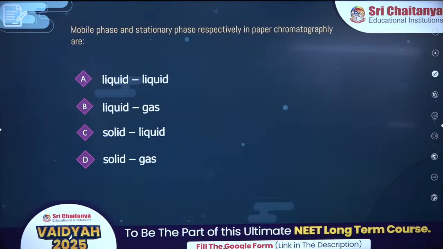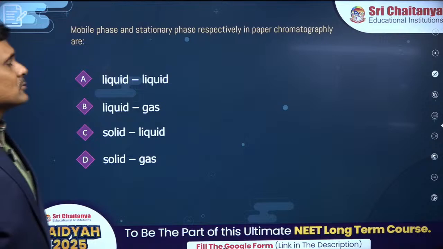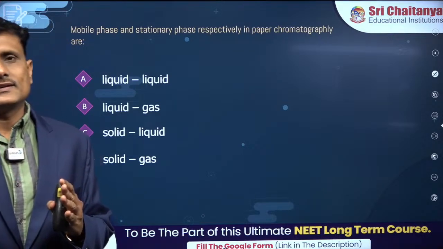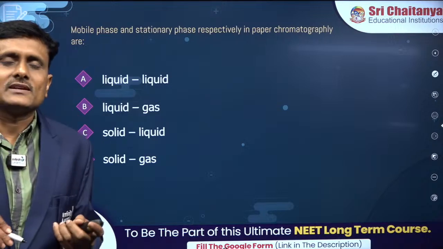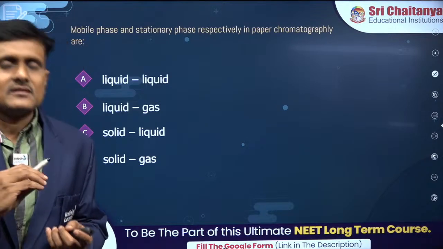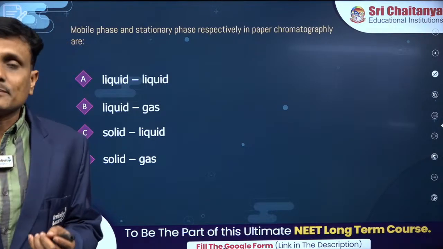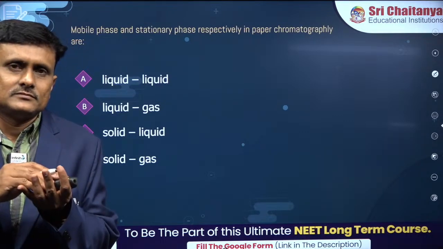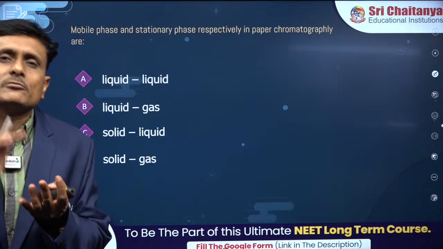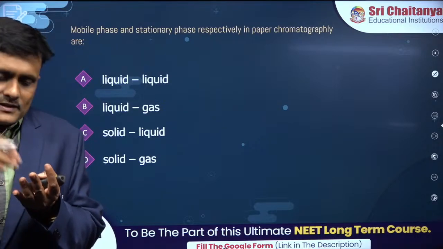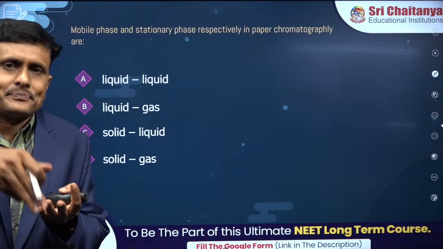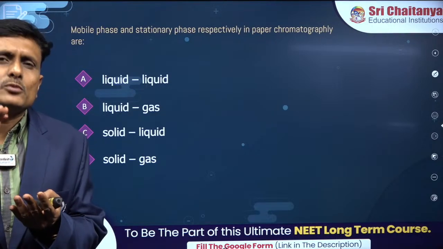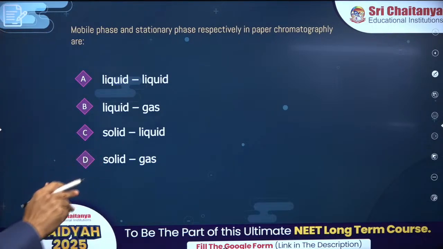Mobile phase and stationary phase respectively in paper chromatography. Mobile and this thing both are liquids. That means how it goes, I'll tell you. Listen, the mixture which needs to be qualitatively separated is taken in a solution, dissolved in a solvent. So your substances are present in liquid phase, the mobile phase. Then a paper is immersed and the whole thing is kept in another solvent in which the polarity parameter is judged. So both are liquids should be the right answer, right?